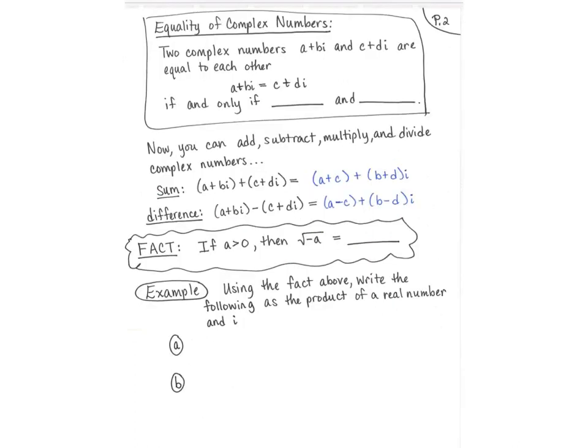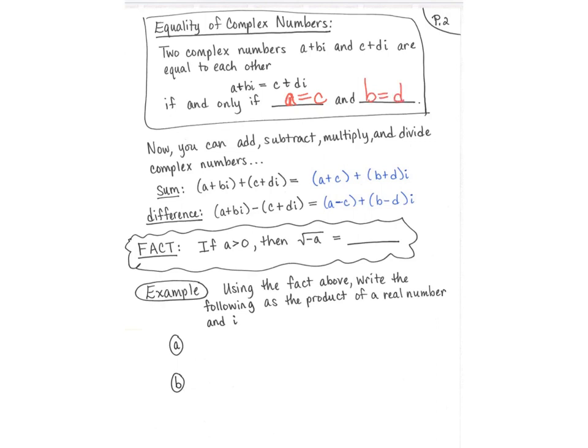Now, the equality of complex numbers. Two complex numbers, a plus bi and c plus di, are said to be equal to each other, meaning a plus bi equals c plus di, if and only if a is equal to c and b is equal to d. That's only if their real parts are the same and their imaginary parts are the same.